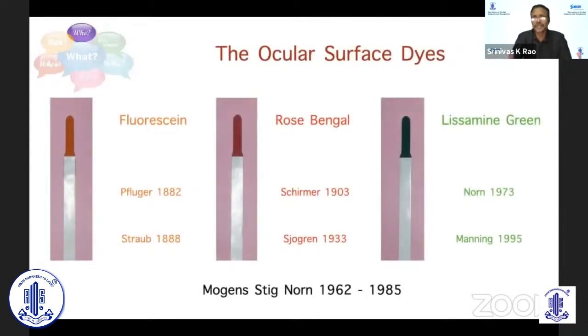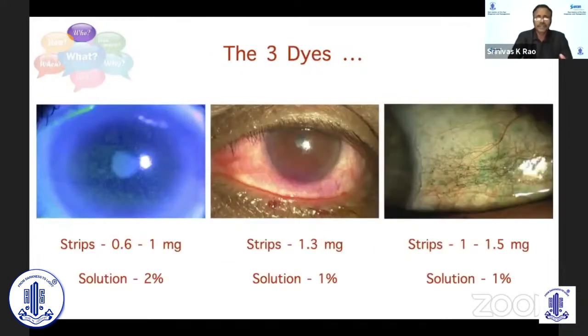Who are the major players as far as this sequence is concerned? All of us are familiar with these three stains that we use. The most recent entrant is Lissamine green in 1973. And no talk on ocular surface staining would be complete without mentioning the work of Norn, who worked extensively studying the interaction of all of these three dyes with the ocular surface and published a series of articles from 62 to 85. So we understand that we can use fluorescein for the cornea, and we have traditionally used rose bengal and lissamine for the conjunctiva.